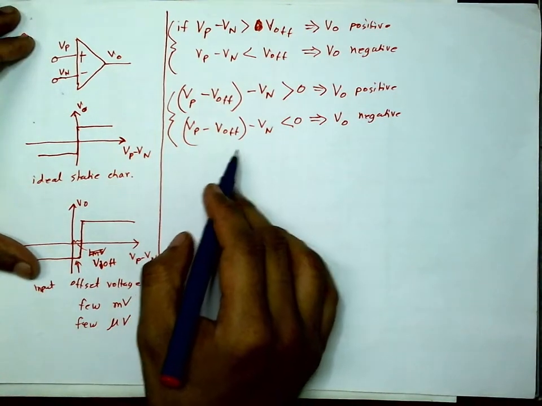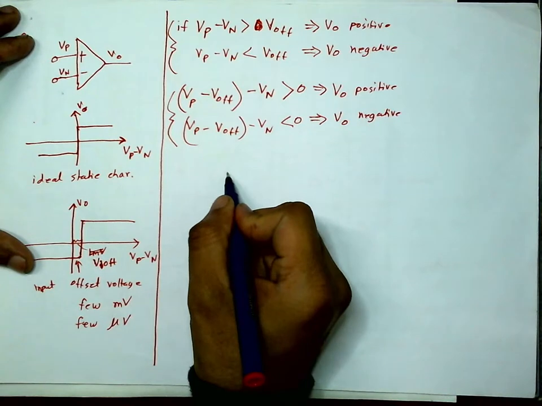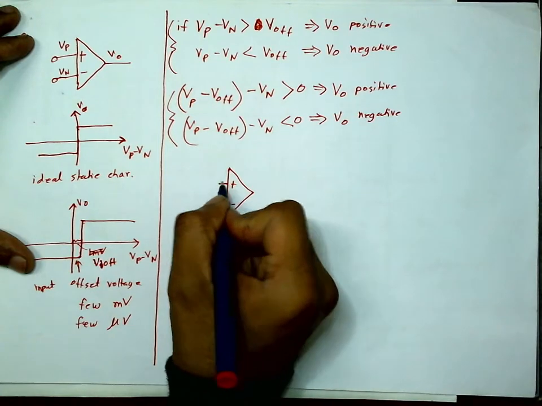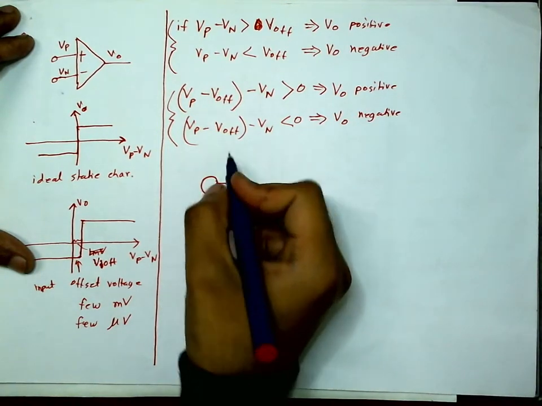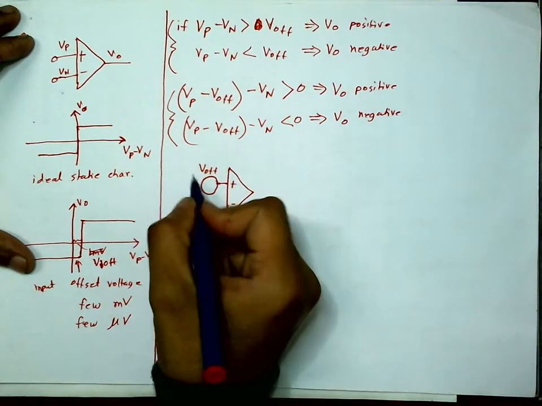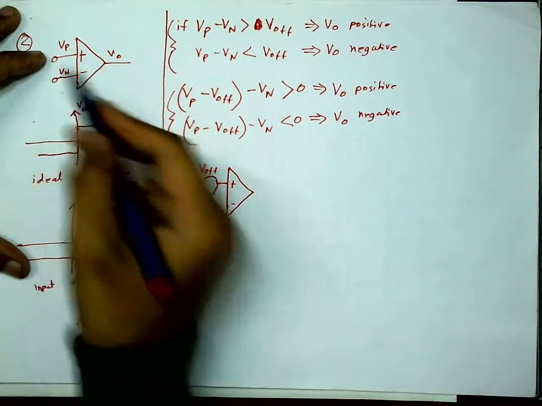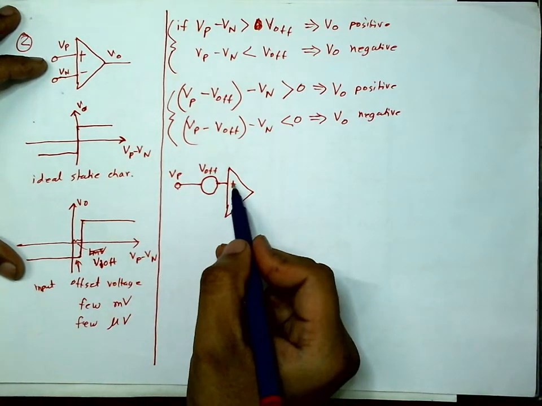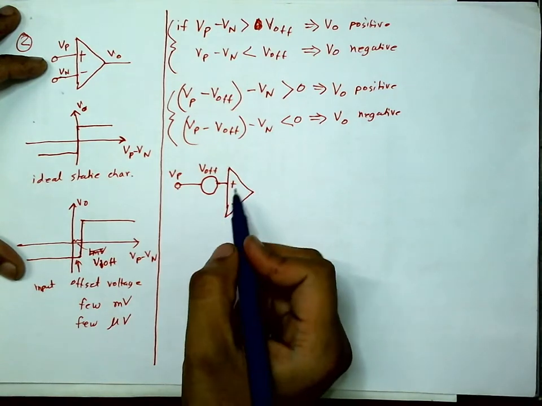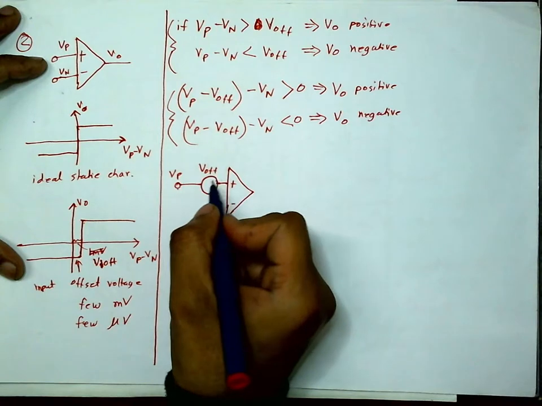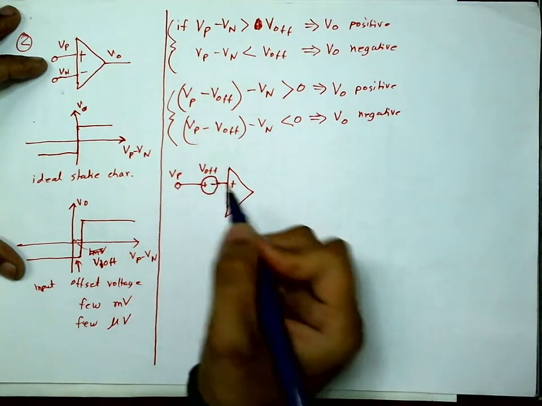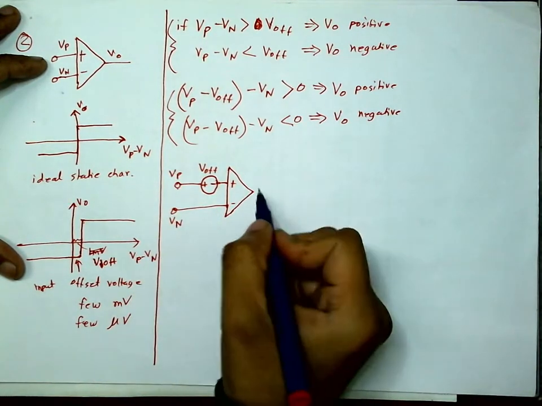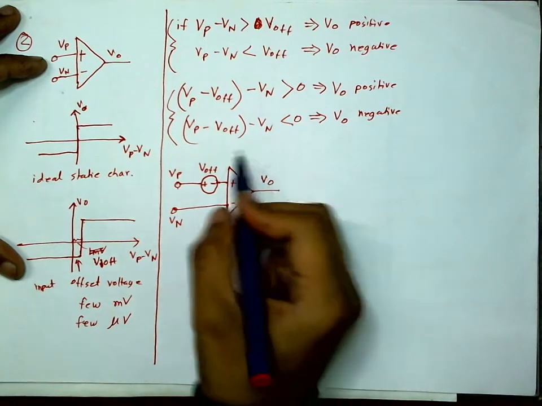Now this fact is modeled as follows. We think that if this is my op amp, plus minus, there is a small voltage source called V off, and here is this input terminal Vp. So there is a small voltage source between the input Vp and the plus terminal of this op amp. This is plus and minus in this case, and here is the Vn. We can think of it in this way, and this is the output Vo.